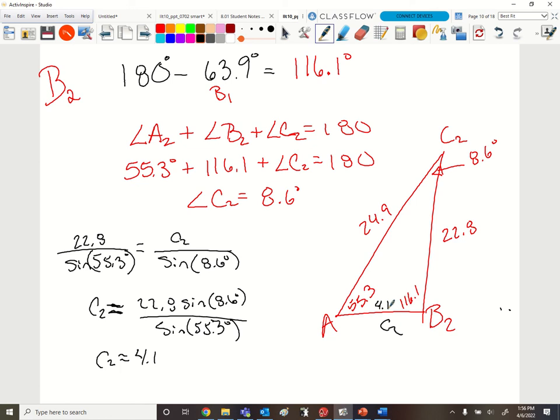Go back to the rule that I said: largest side, largest angle, right? What's the largest side here? The 24.9. So what's my largest angle? Okay, so it's going to be B, right? The smallest side is going to be c here, right? And smallest angle. Those go together, don't they? And the middle's the middle. That's important. So now I'm going to finish the first triangle.